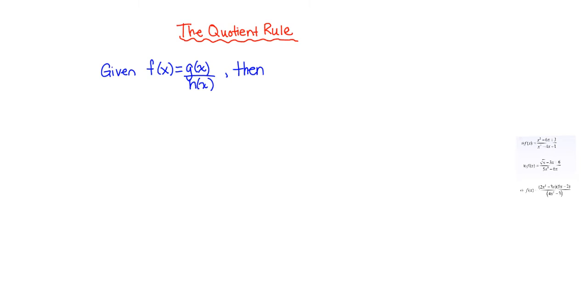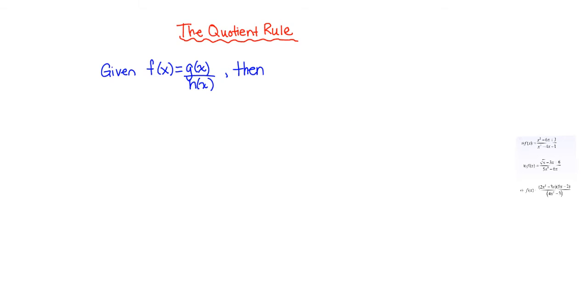This video explanation is for the quotient rule. You're going to find that it is very similar to the product rule, except there's a few small differences. So just to start with, notice what we are given. A function f at x equals g at x over h at x. So we have a clear numerator and denominator.